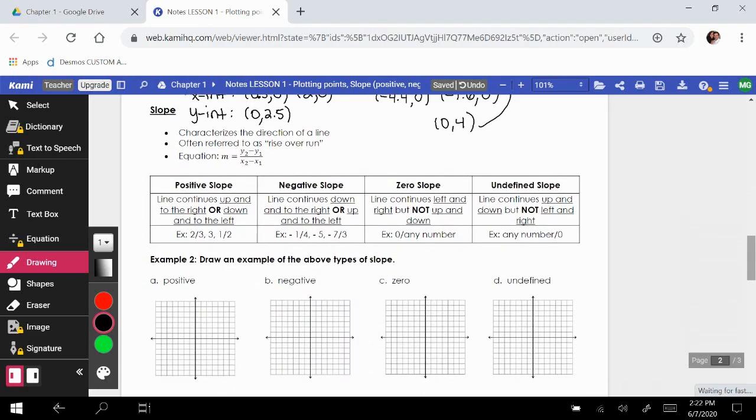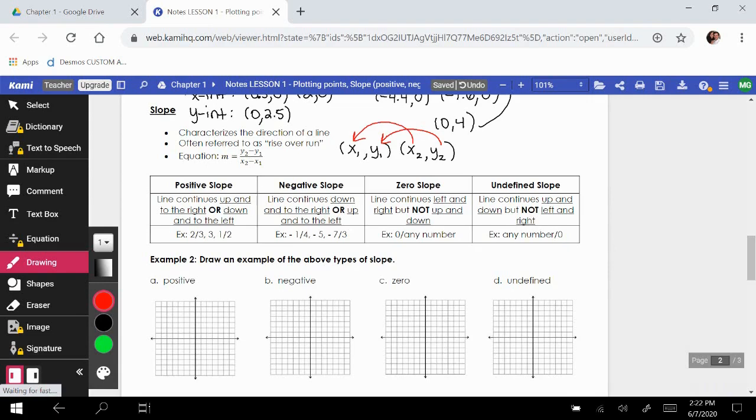For slope, slope characterizes the direction of a line. It's often referred to as rise over run. For the equation, we have the difference of the y values over the difference of the x values. We're going to use that equation when we have two ordered pairs, so x1, y1, and x2, y2. We're going to first do the difference of the y's, so we do y2 minus y1, and then we're going to do the difference of the x's, so we would do x2 minus x1.